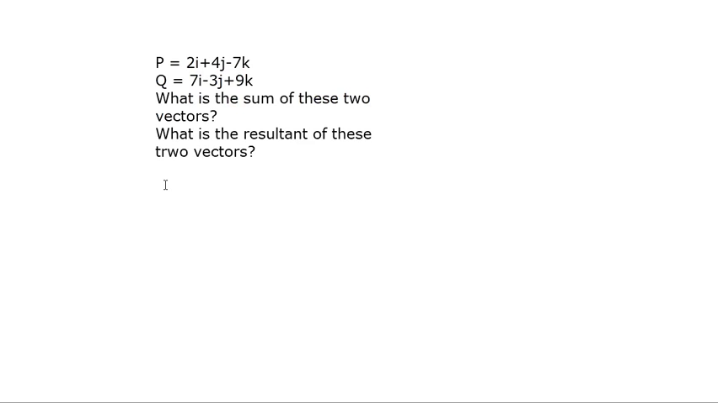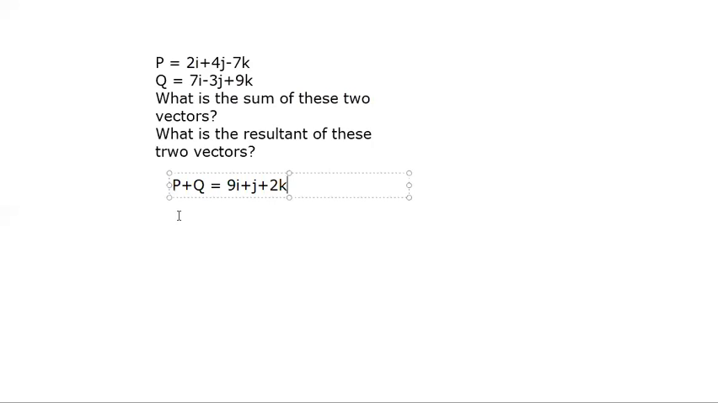So if I am asked to find out the sum of these two vectors, then you can very easily find it. P plus Q will be equal to 9 I cap plus J cap plus 2 K cap, right? So this is P plus Q. Now this is the sum of these two vectors.